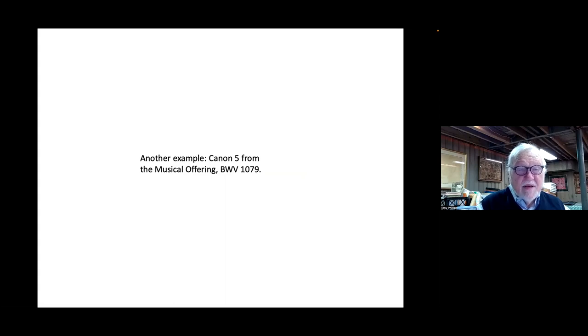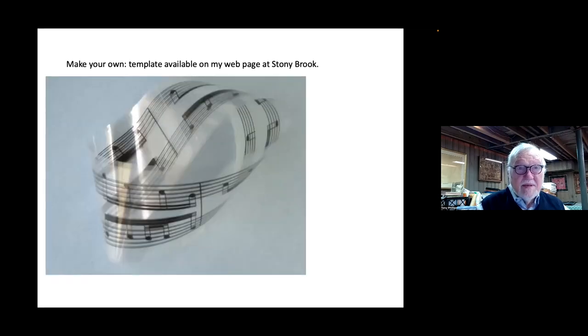Let's see, I meant to put this in the slide, but if you want to make this gizmo here, I put the template on my webpage. So if you go to my webpage, math.stonybrook.edu, and then you just go to Tony, at the bottom of my webpage you'll see a link to an image you can print and then cut out and assemble, and you can have your very own canonical Möbius strip. It's kind of fun.